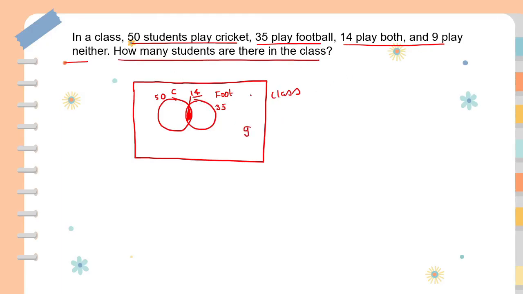So how many students are there in the class? We have to find how many students are there. So only cricket will be 36 and only football will be 21. So there will be 36 plus 21 plus 14 plus 9 students in the class. So 36, 21, 14 will give 71, plus 9, so it will be equal to 80. So there are 80 students in this particular class.